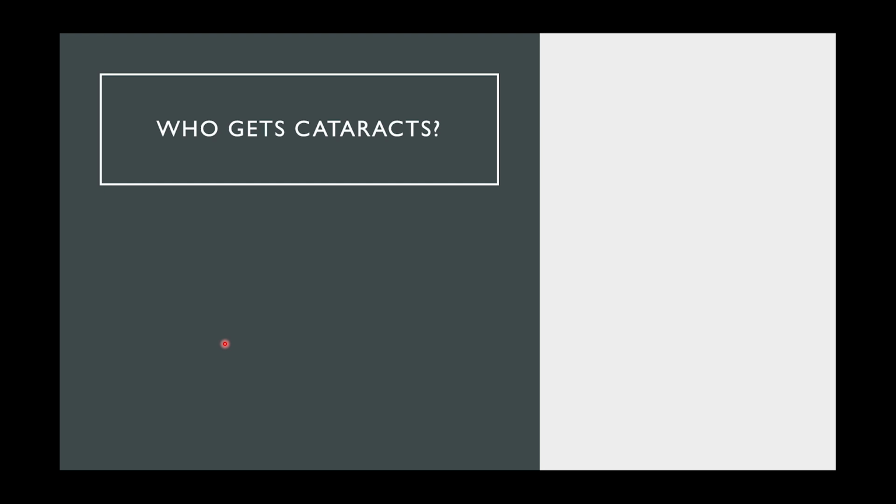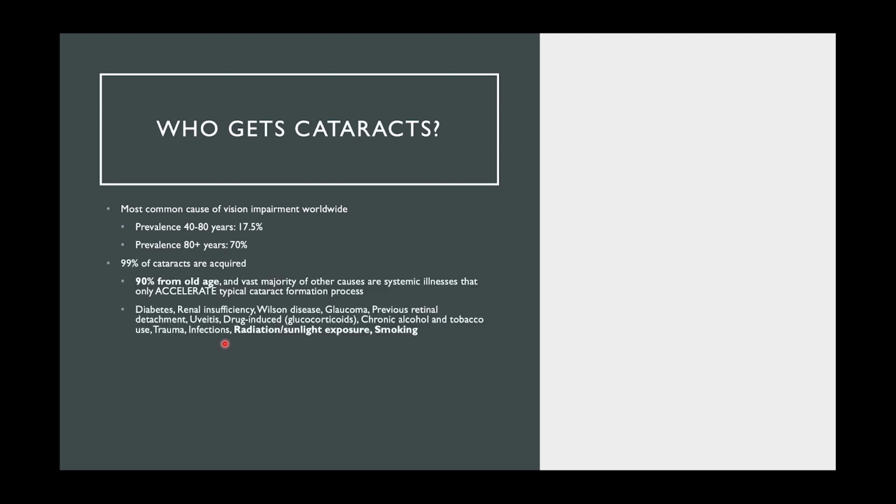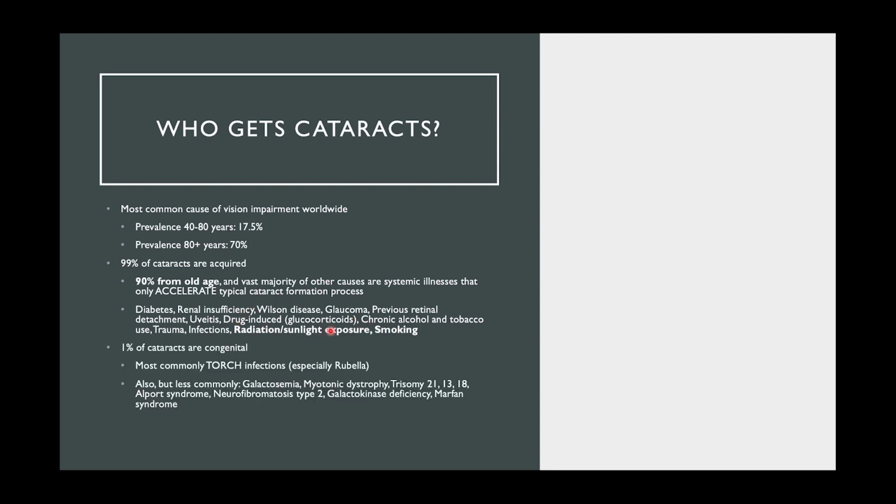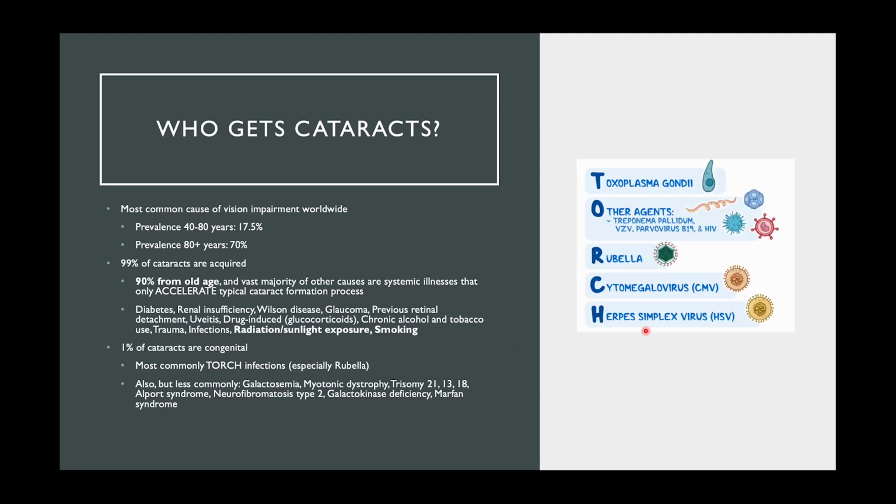So who gets cataracts? The simple answer is if you live long enough, everyone will. So the prevalence of it is most common in older populations. The pathophysiology of cataract formation can actually be thought of as just a normal aging consequence. So if you live long enough, you will get cataracts. There are things that can accelerate that process, and some of the risk factors I've included here. There are also cataracts you can get congenitally, and most commonly those are from TORCH infections, which are these things right here if you don't remember what they are. You can also get them from some other things less commonly as well.